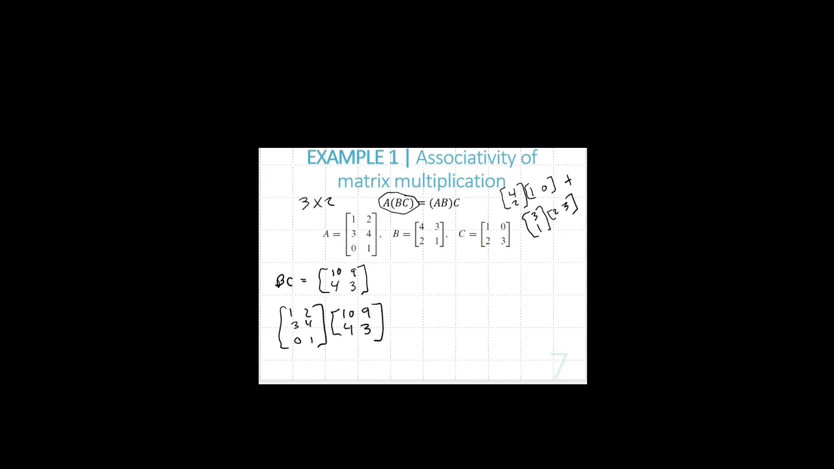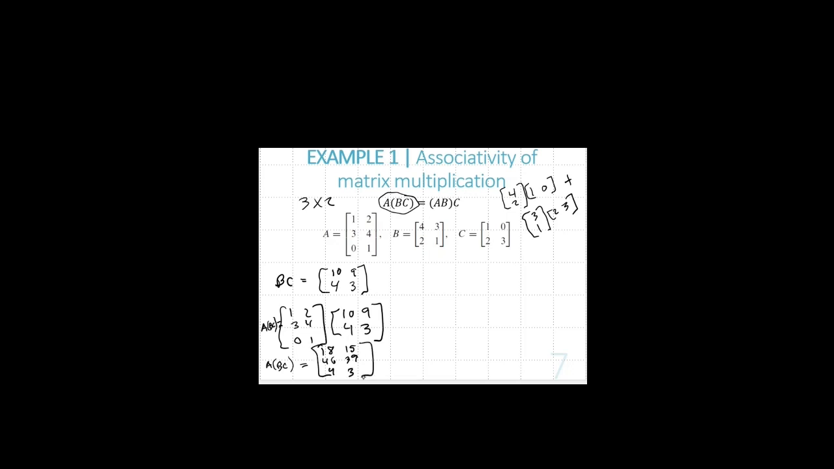Anybody want to go ahead and tell us what that ends up being? Anybody want to look in their book? This one is BC. Anybody know what that ends up being? It's 18, 15. Okay, and then 46, 39 on the second row. And then 4 and 3 on the bottom row.